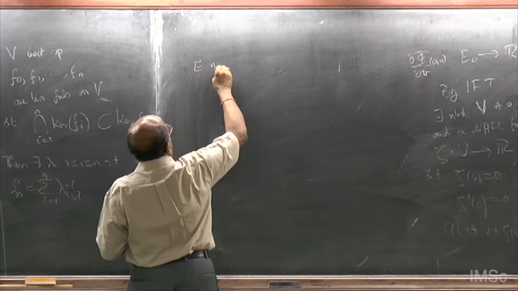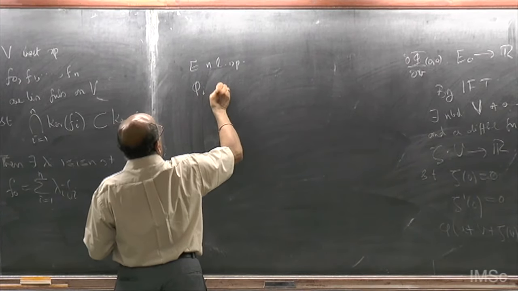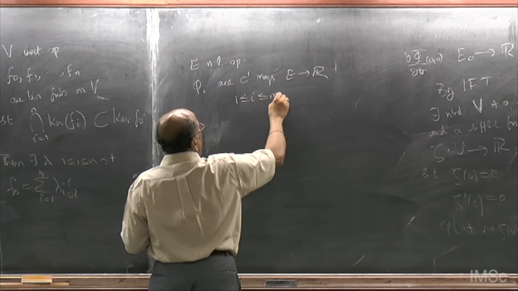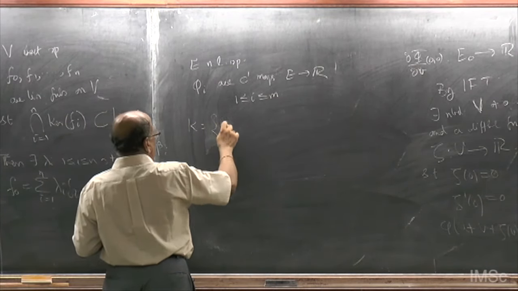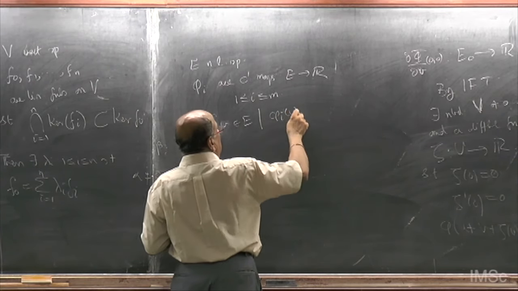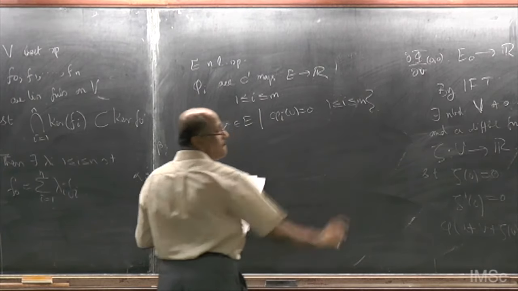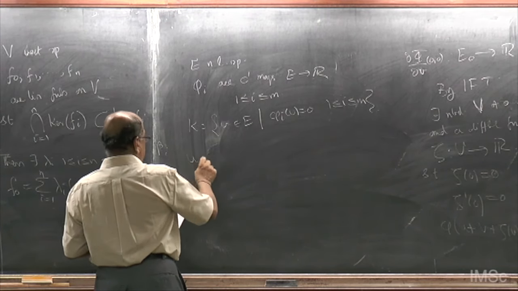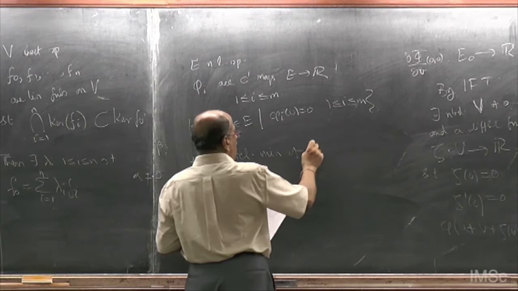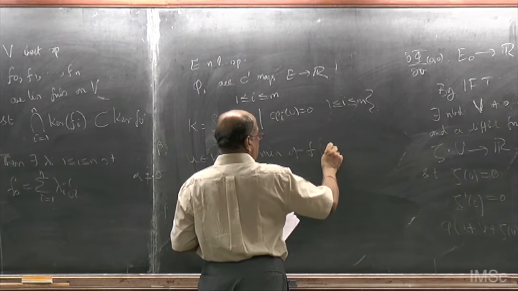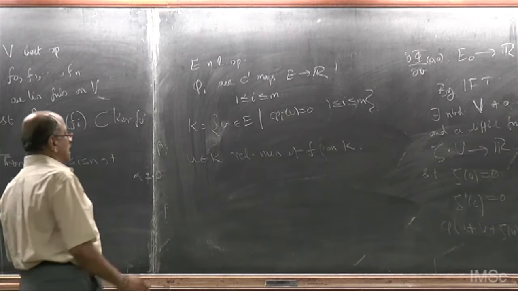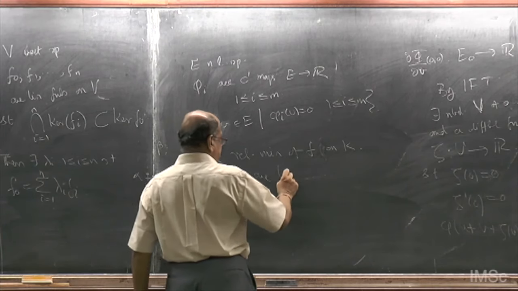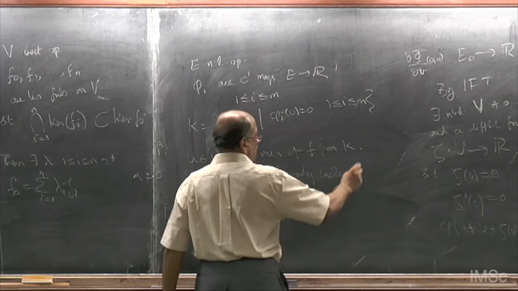Let E be a normed linear space, phi i are C1 maps from E to R, 1 less than or equal to i less than or equal to m. So, now there are m constraints, and K is the set of all v in E such that phi i of v equals 0, 1 less than or equal to i less than or equal to m. Let u in K be a relative minimum of f on K, and you assume that phi i dash, i equals 1 to m, are linearly independent for every v in K.